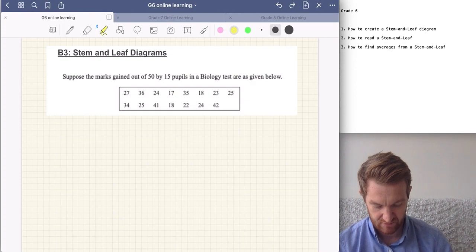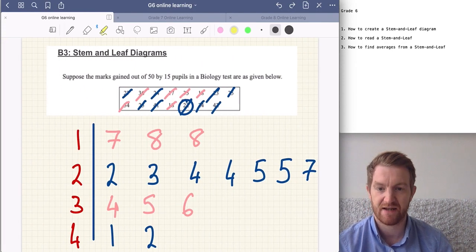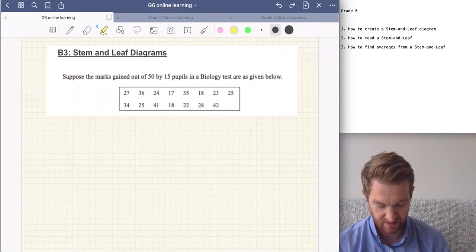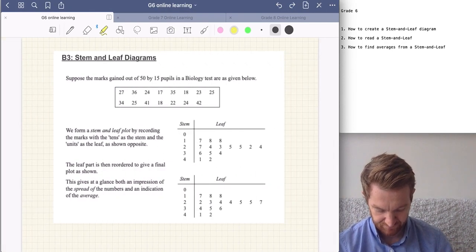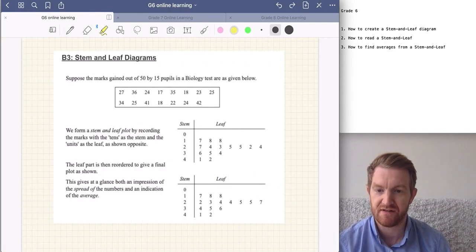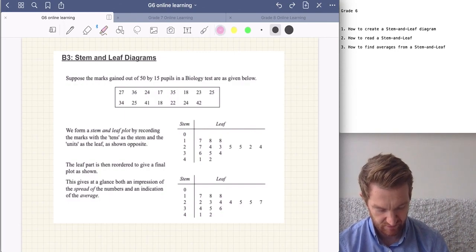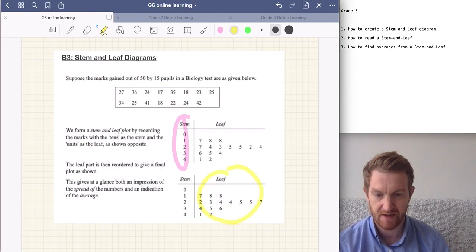So, take the data and we can make a stem and leaf diagram, something like this. And I've just done a neat version there to give you what we talked about. So, we've got the stem here, and we've got the leaf here. Okay. Smallest to biggest. And that is how to draw a stem and leaf diagram.